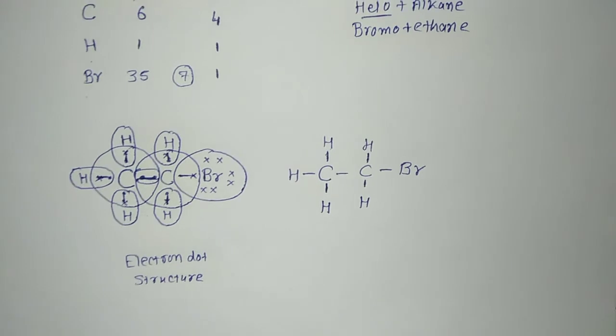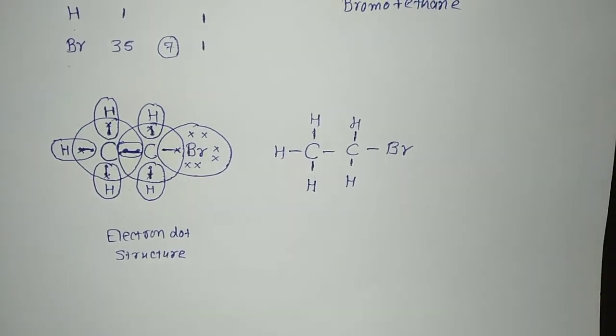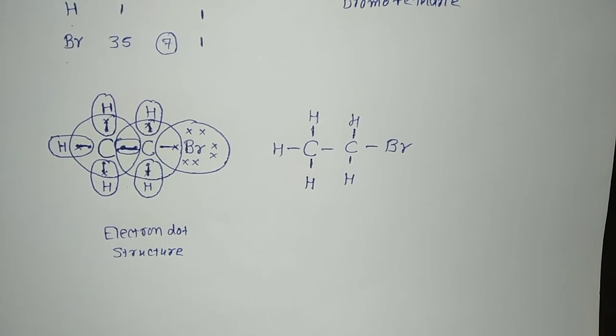This is entirely a covalent bond. How does the bond formation occur in bromoethane? I hope you understand with this video.